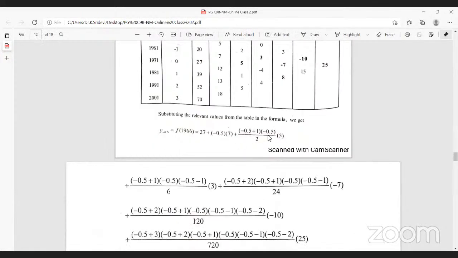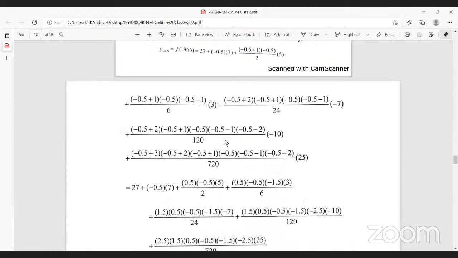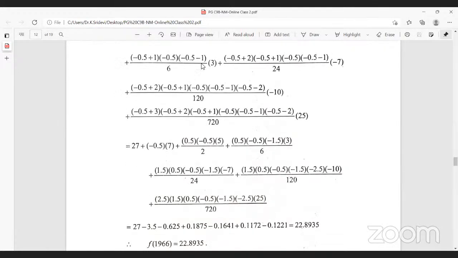U plus 1, U by 2 into another value, that is 5. Next value 3. Next value minus 7. Next value minus 10. Next value 20. Like this. After substituting all the values, this U 0 minus 0.5, U plus 3, U plus 2, U plus 1, U minus 1, U minus 2, like that. So after getting all these, simplify this one.